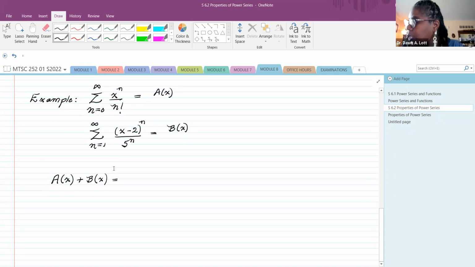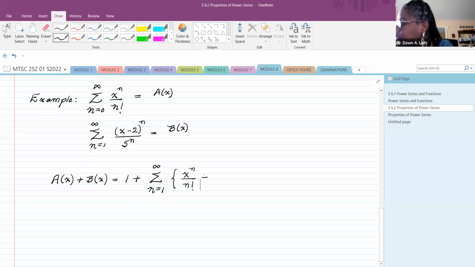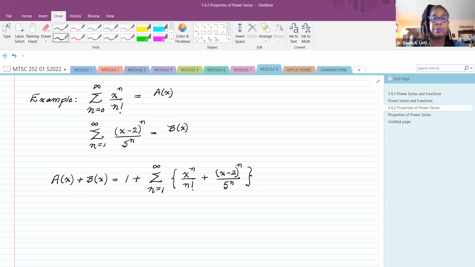I'd have to take the n equals 0 term, that's 1, and then I can sum n equals 1 to infinity, of x to the n over n factorial plus (x minus 2) to the n over 5 to the n. And then the radius of convergence would be the smallest intersection of the two. Okay, it would be the smallest intersection of the two.